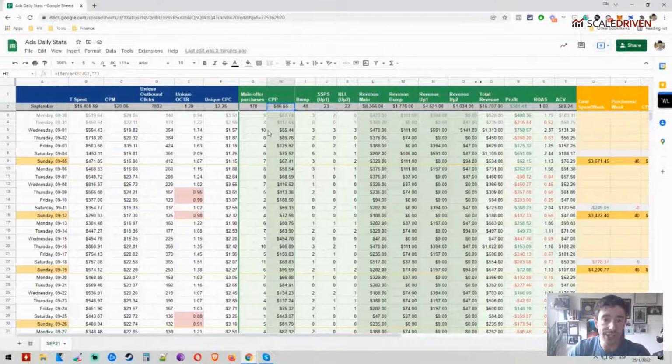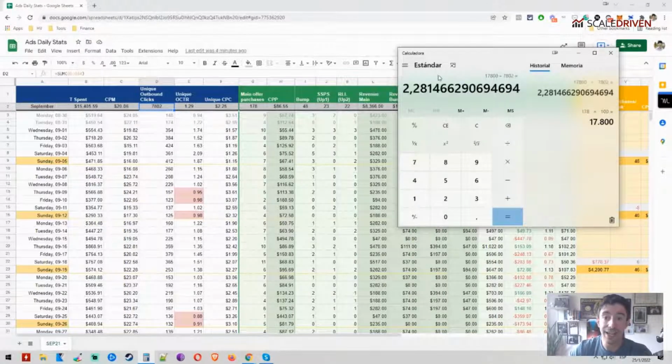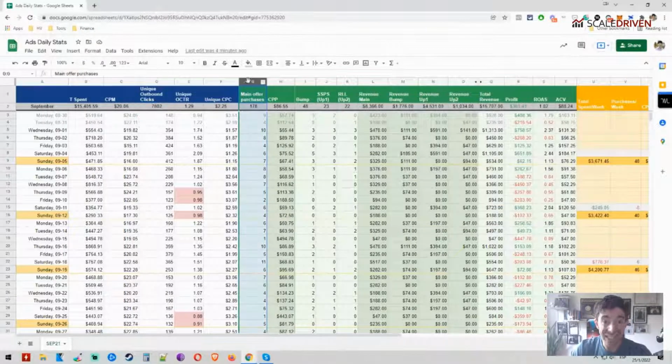So a couple metrics to consider here is that we want to have at least 10% of people clicking or landing on our sales page to buy the main offer. Now, this is less. Let's do some math here. 178 divided by 1702. So that is 2%. Okay. So the sales page needs work in order for us to scale.